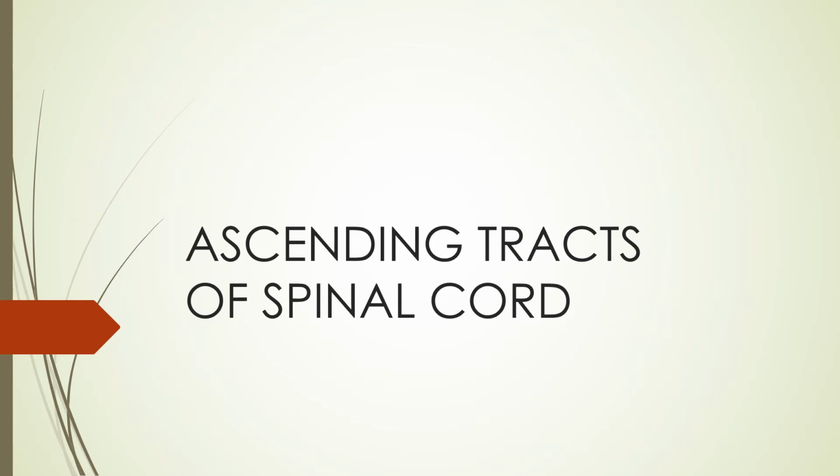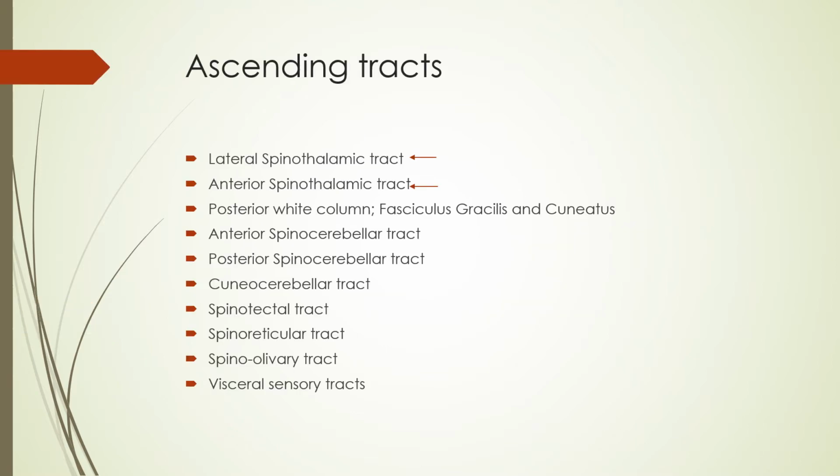Hi everyone, today we are going to discuss the ascending tracts of the spinal cord. Now, the ascending tracts of the spinal cord are listed over here, and these tracts arise from the spinal cord and end somewhere in the cerebral cortex or cerebellum or within the brain stem. Usually the name suggests the origin of the neurons and where they are going to end in a specific nucleus within the brain.